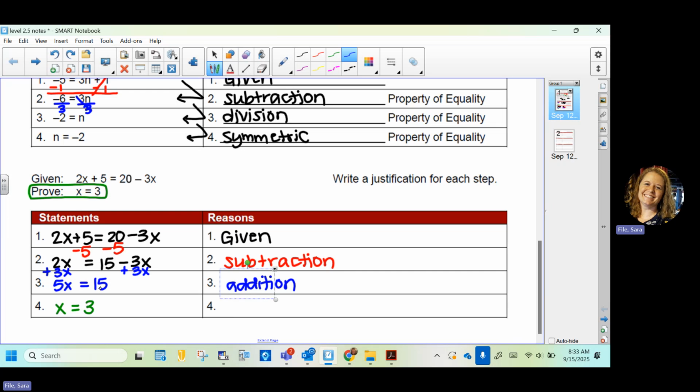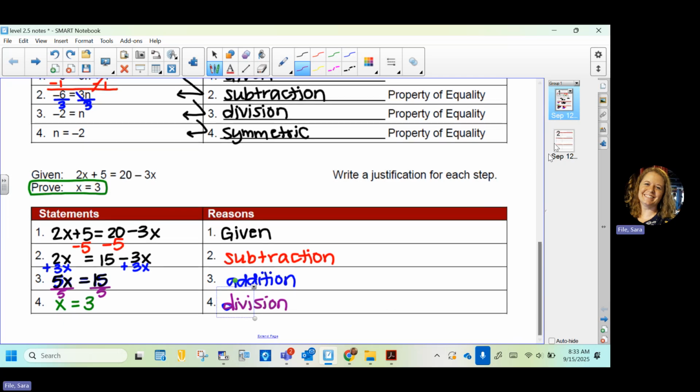Now, how do I get x by itself? I divide. So the reason that I'm able to get that x by itself is the division property of equality. And again, if you want to show that division, you're dividing by 5. And that's how we ended up with x equals 3. We subtracted, we added, we divided. Does that make sense? Okay, let's flip it over.